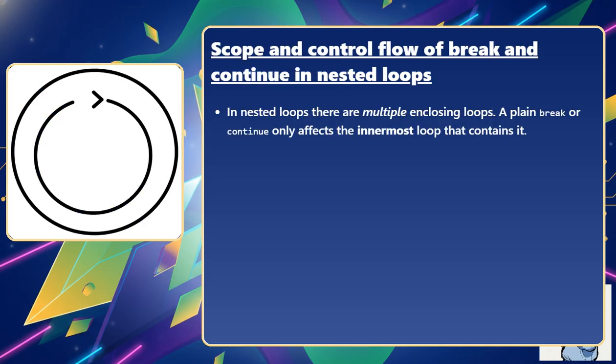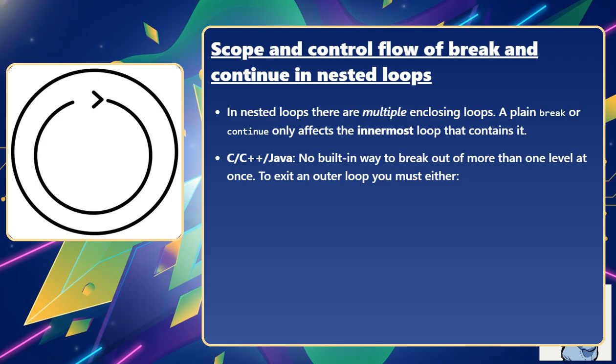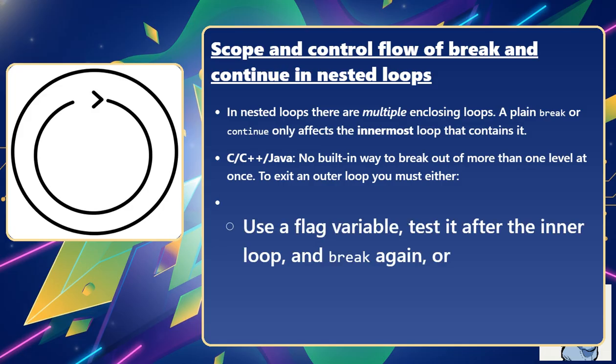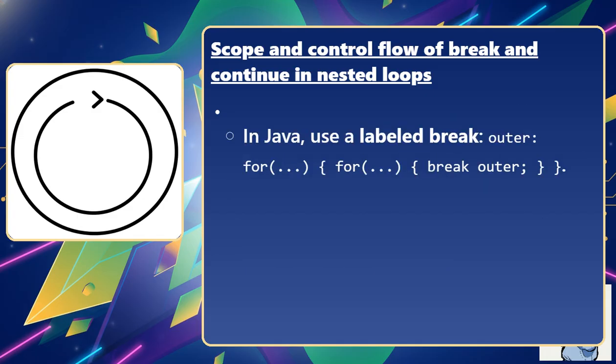In nested loops there are multiple enclosing loops. A plain break or continue only affects the innermost loop that contains it. In C/C++/Java, there is no built-in way to break out of more than one level at once. To exit an outer loop you must either use a flag variable, test it after the inner loop and break again, or in Java, use a labeled break.